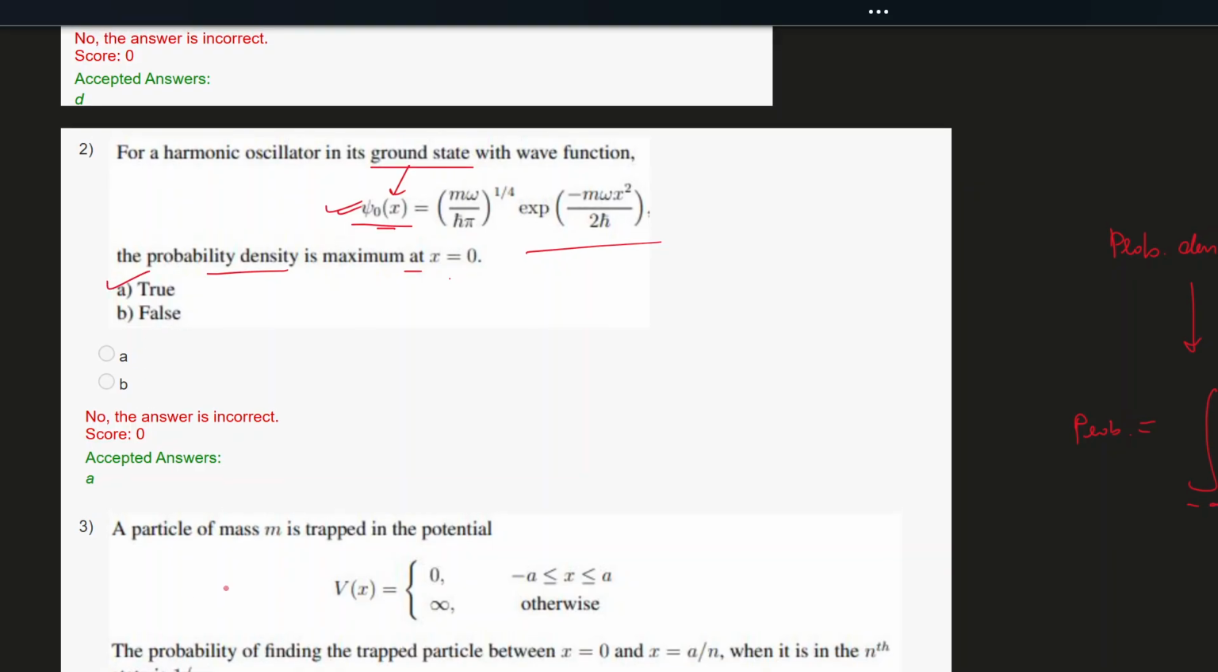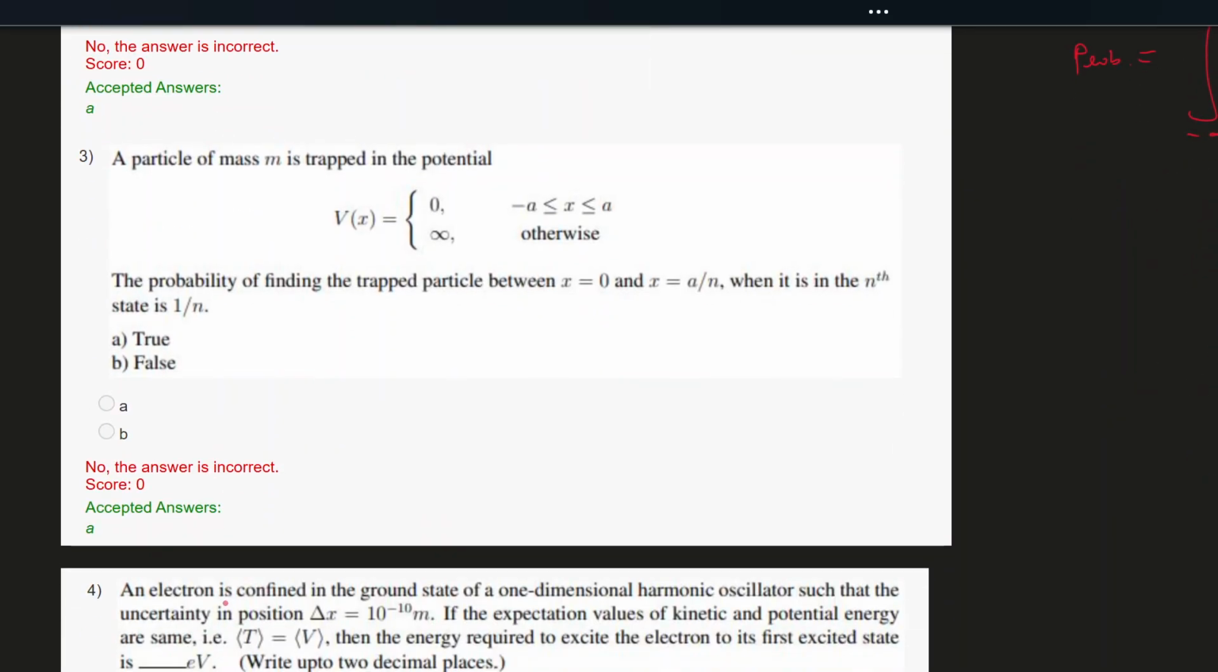This is true. Now question number 3 is: a particle of mass m is trapped in the potential V(x) equal to 0 from minus a to plus a and equal to infinity otherwise. So this is kind of a box, but the box size is not a but 2a, because it is from minus a to plus a. And everywhere else the infinite potential is there. That means the particle cannot exist except for this place.